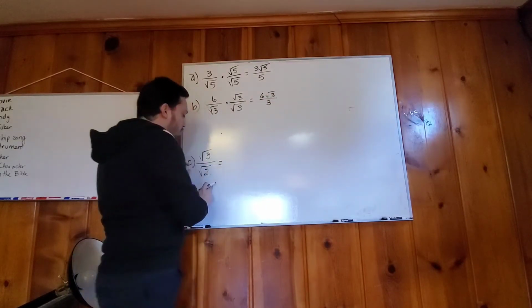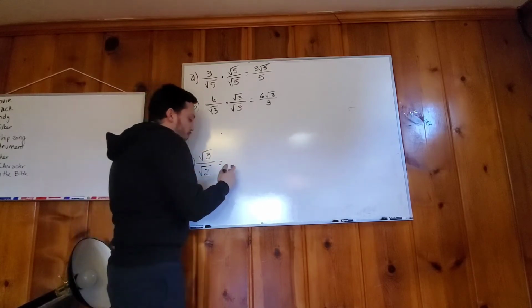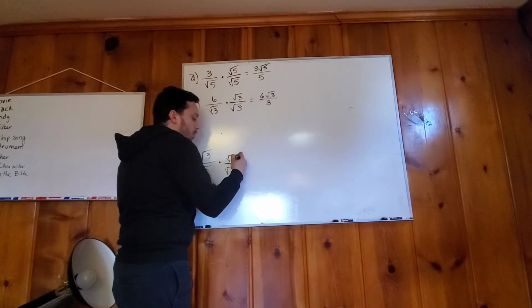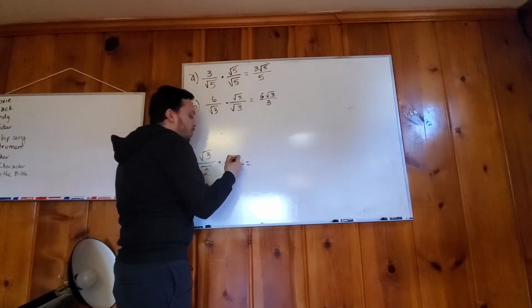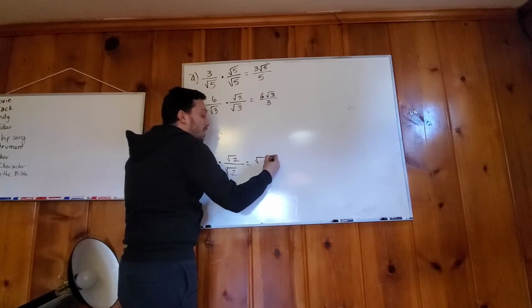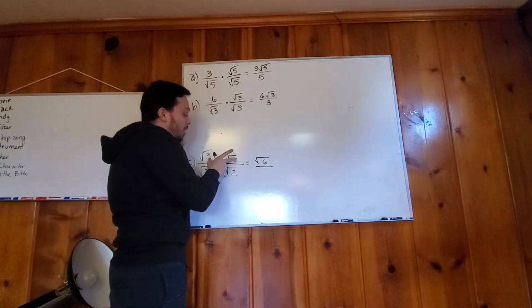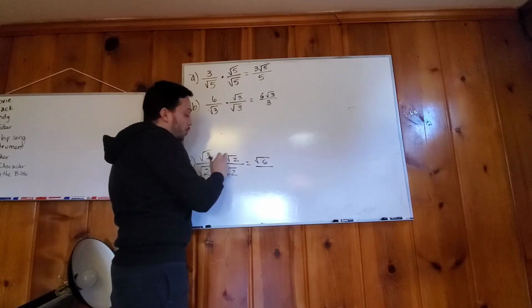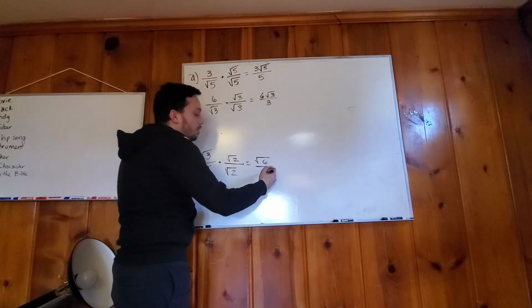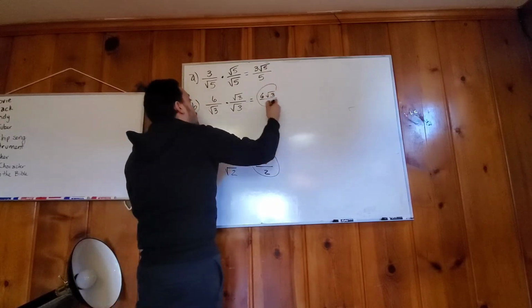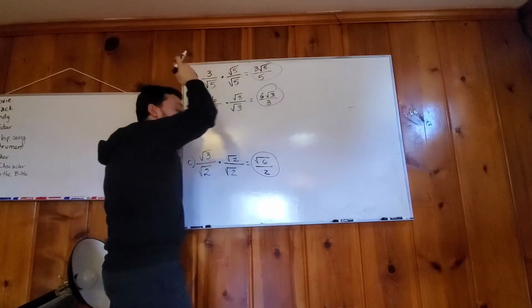And finally, over here, we're going to multiply by square root of 2, square root of 2 over square root of 2. Square root of 3 times square root of 2 is going to be square root of 6. Here you can actually multiply them together because both are underneath the radical, or the square root symbol. And in the denominator, obviously, it's going to be 2. That's the answer. That's it.